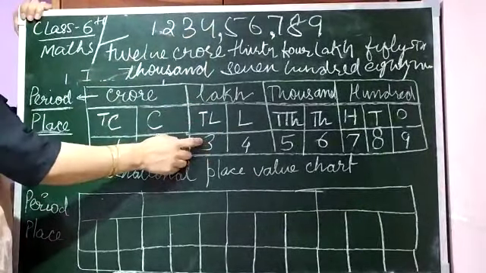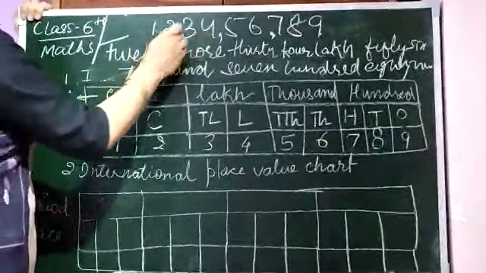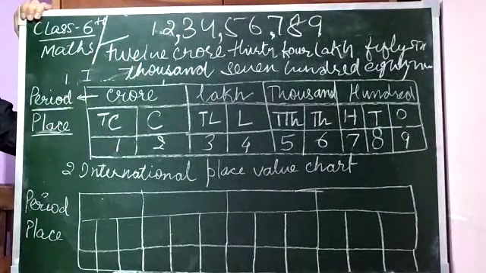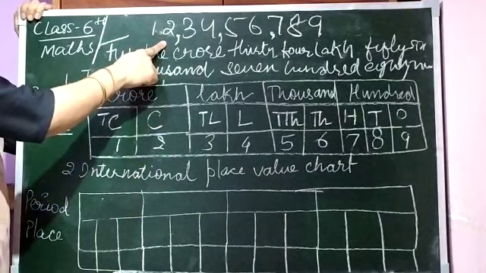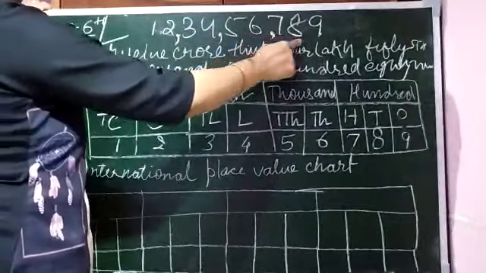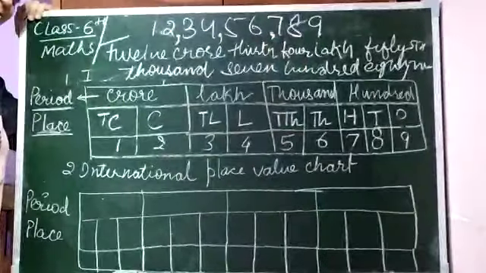Then after, see, how many places are there? In lakhs, 1 and 2. So put comma here. So 12 lakh, 12 crore, 34 lakh, 56,789. Is it clear to you?